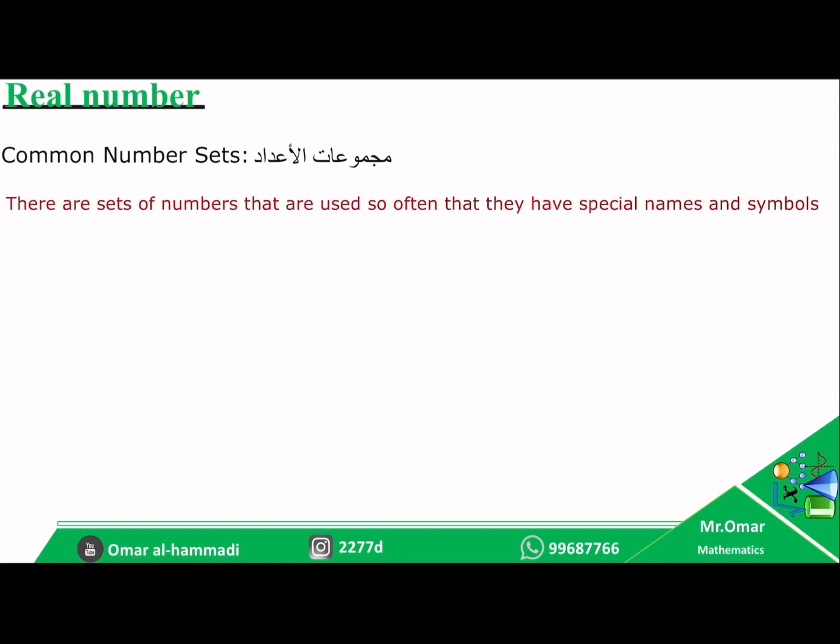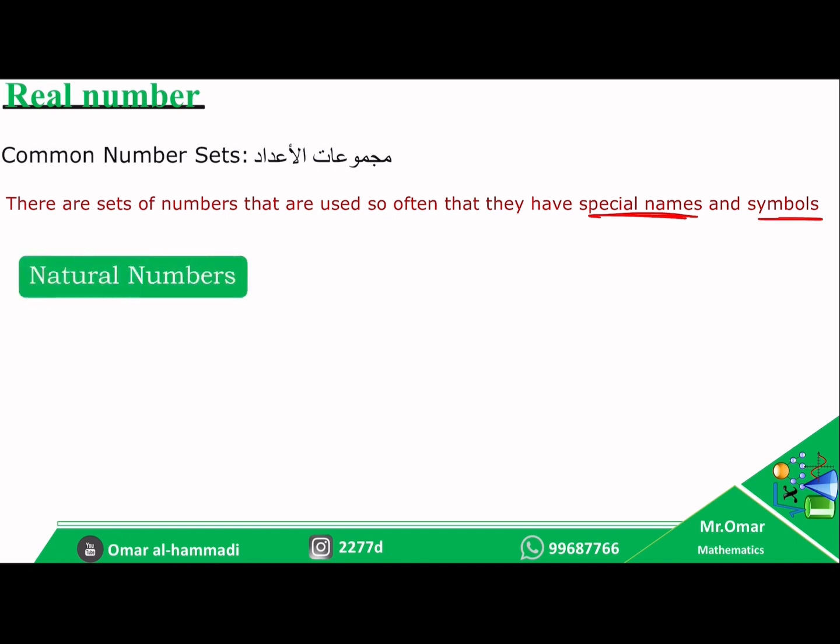Now we will see inshallah lots of different sets of numbers, and each one of them has a unique name. Common number sets. There are sets of numbers that are used so often that they have a special name and symbols.